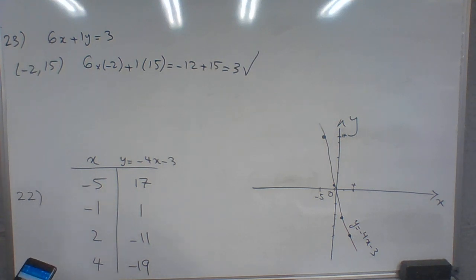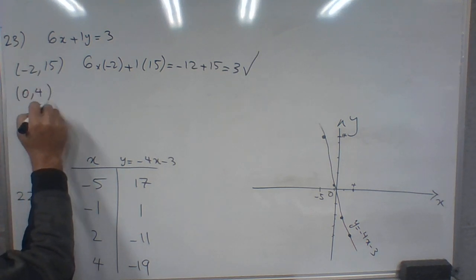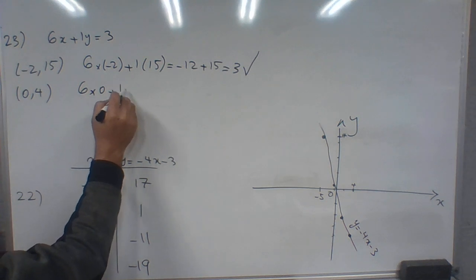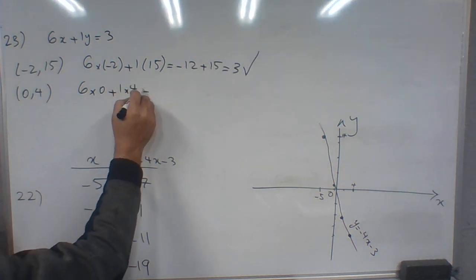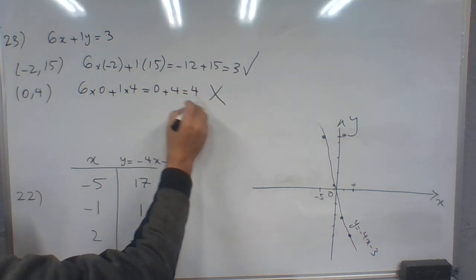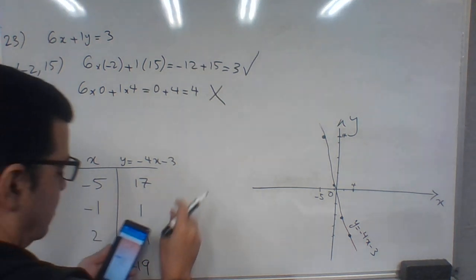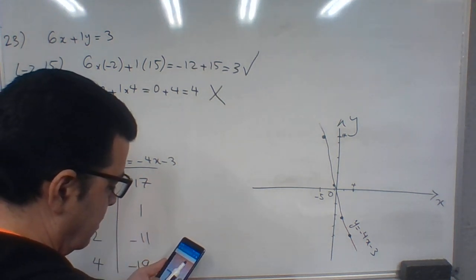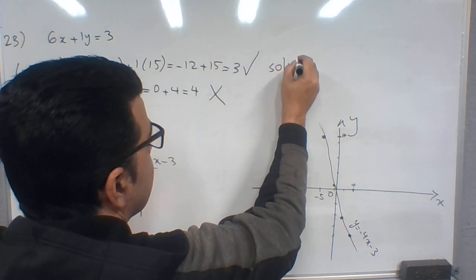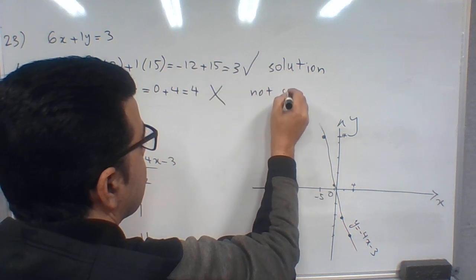And then 0 and 4. So x is 0. 6 times 0 plus 1 times 4 equals 0 plus 4, it is 4. So this is not correct. 4 is not 3. So this is not on the line, not a solution. The first is a solution. This one is not a solution.